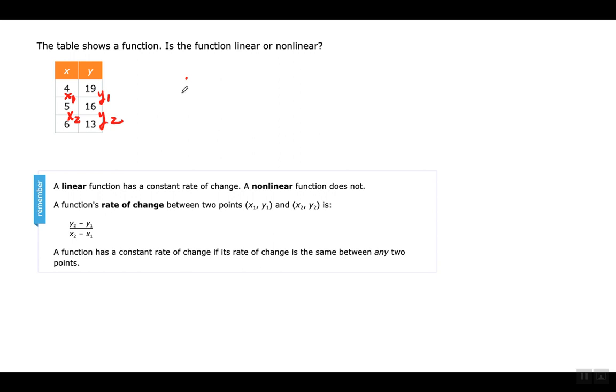All right, now I'm going to substitute them into the formula. Ahora voy a sustituir dentro de la fórmula. All right, so when I do these points, on the top it's going to be y2 minus y1. Look at what y2 is and look at what y1 is.